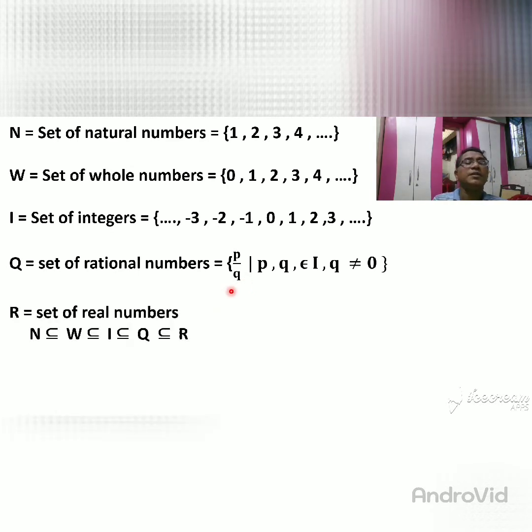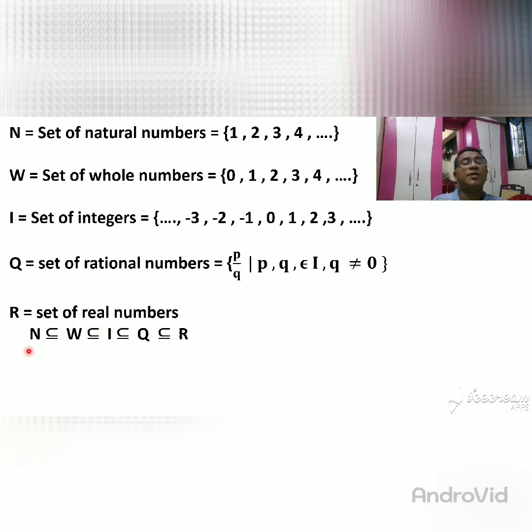Then R is the set of real numbers. What do real numbers mean? Rational numbers and irrational numbers together are called the real numbers. Remember that real numbers are rational numbers and irrational numbers together. Do you understand what real numbers are? Okay. The real numbers are indicated by capital R.